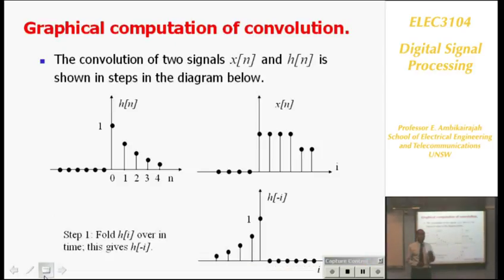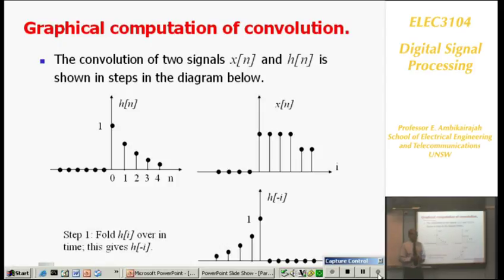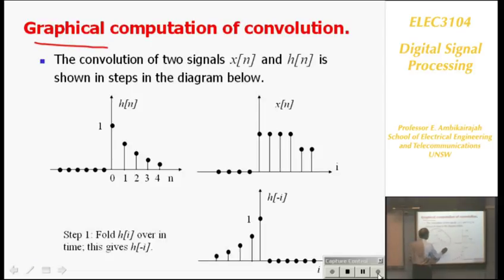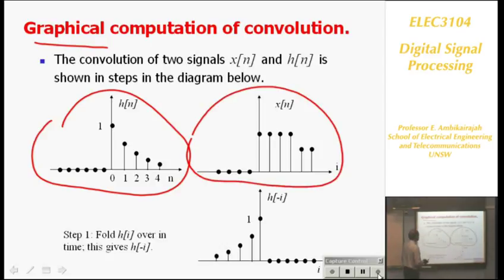It is important to know how to do convolution graphically. The reason is to get an understanding rather than just doing the summation equation. Let's try this convolution. Here is the signal h[n], and here is the input signal x[n]. This is the impulse response. You have been asked to convolve these two.